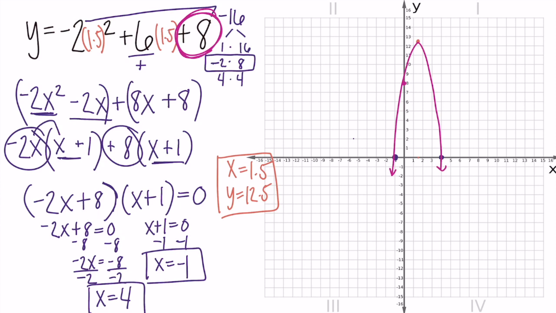There we have our parabola, and since it was a negative, we have our parabola actually flipped upside down so that our vertex is the highest point.